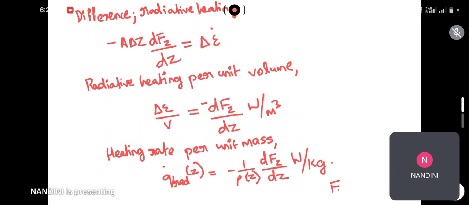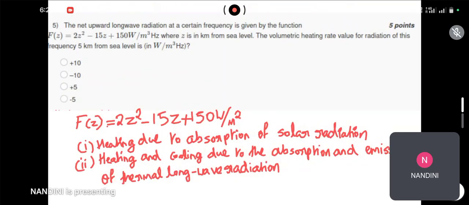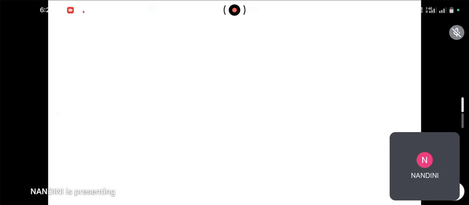So this F of z is basically F outgoing minus F incoming. So here in the question, basically, we go back. In the question, F of z is given, and we need to find the volumetric heating rate for this radiation of this frequency at 5 kilometers from sea level. In the question, F of z is equal to 2z square minus 15z plus 150 watt per meter cube. So we need to find the volumetric heating rate value for this radiation at a height of 5 kilometers from sea level.